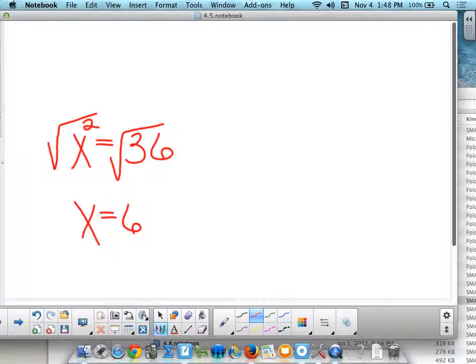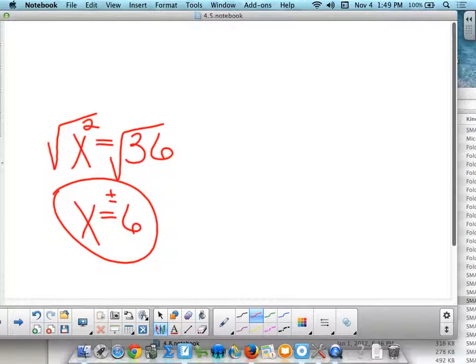No. She says the answer is positive and negative 6. Is it? Yeah. Could be. Is 6 times 6, 36? Yep. Now put the negative 6 in. Is negative 6 times negative 6 36? Yeah. So how many answers are there? 2. There are always going to be 2.